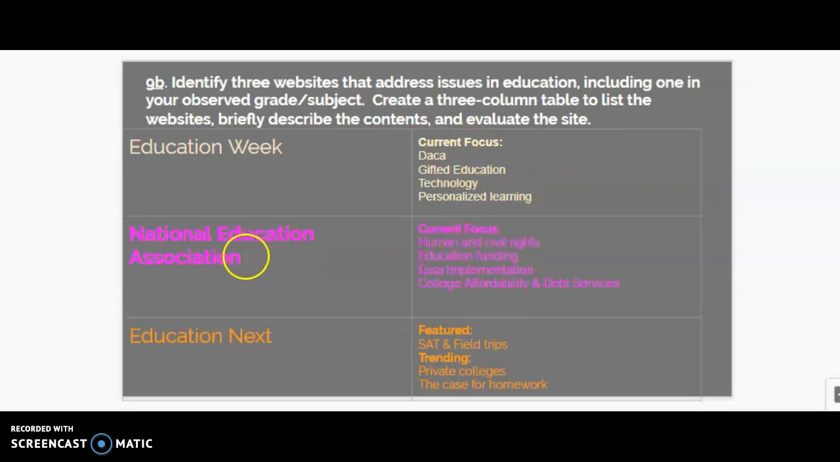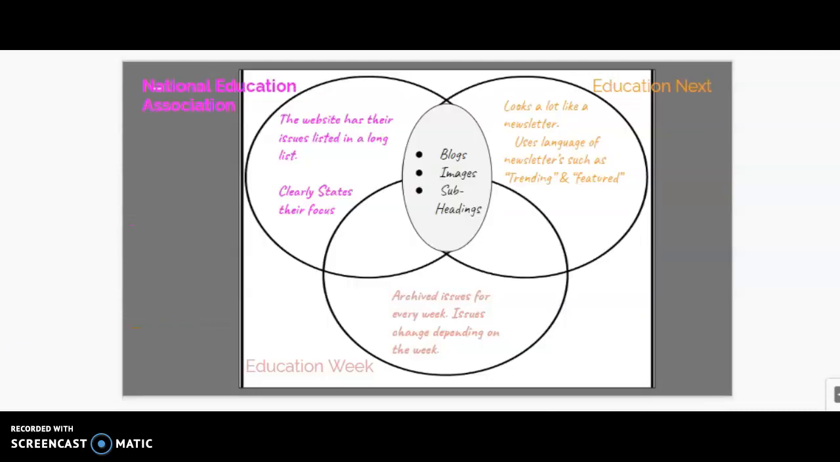The current focus for National Education Association was Human and Civil Rights, Education Funding, ESSA Implementation, College Affordability and Debt Services. Education Next featured SAT and field trips trending, private colleges, the case of homework. I did this Venn diagram that showed what they kind of shared together. All three of them had blogs, images, and subheadings on their website.